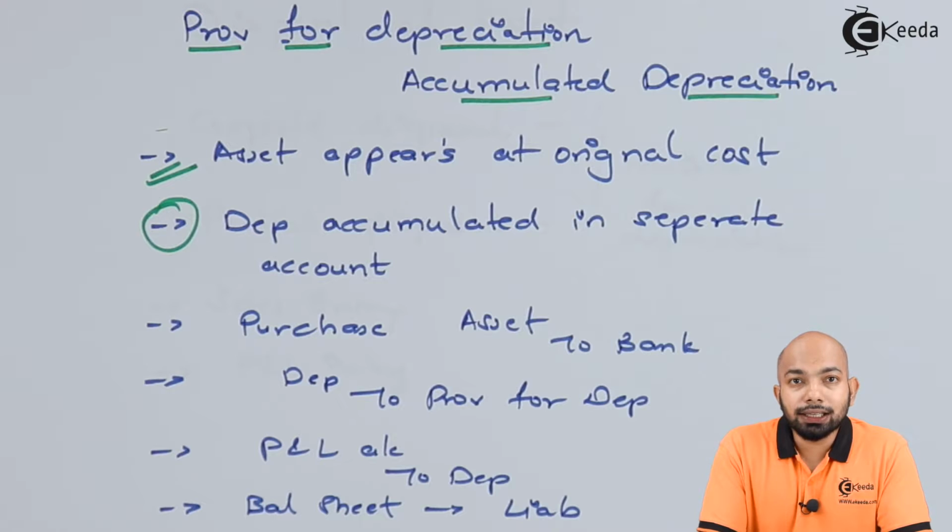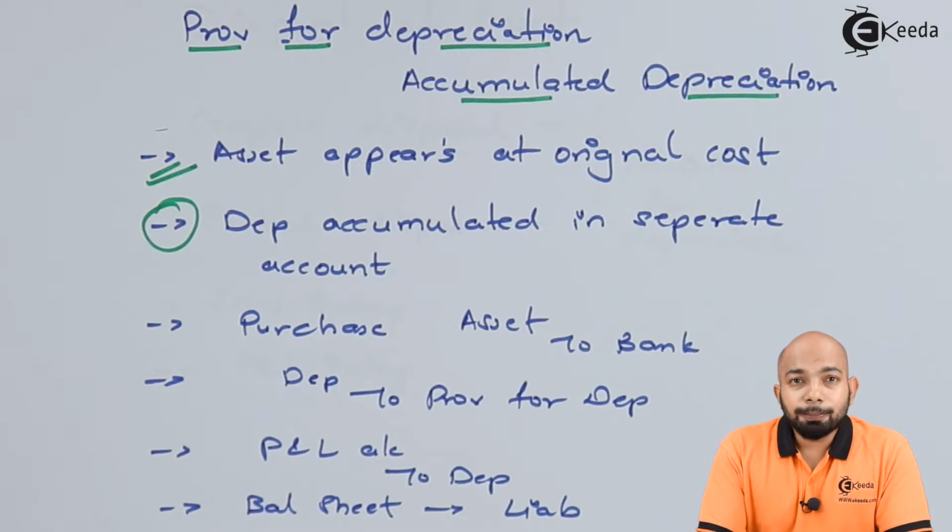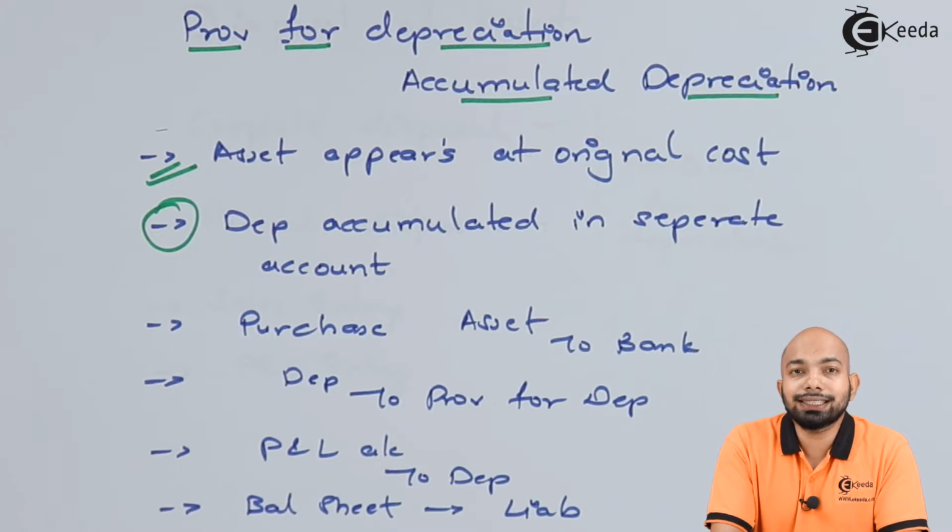Depreciation accumulates in a separate account. Yes, when it comes to provision for depreciation, the depreciation gets accumulated in a different account. Why? Because we want to show our assets at the original cost value. Let's take an example. ABC is a company which deals in garment clothing, and they have a specific asset which is used for production of these garments.